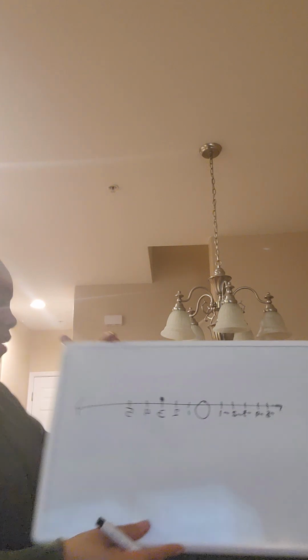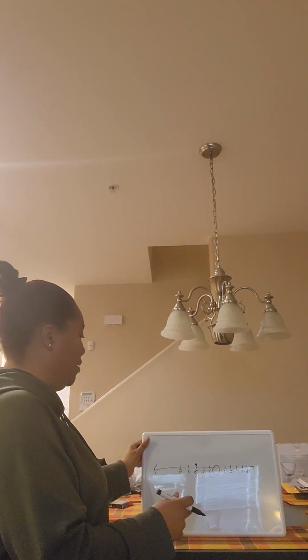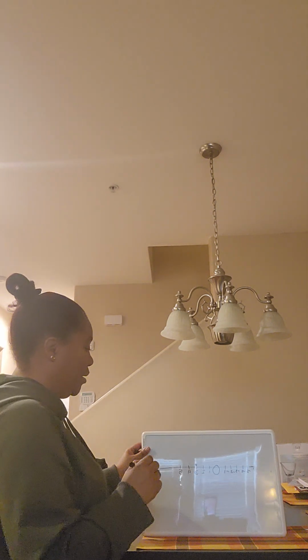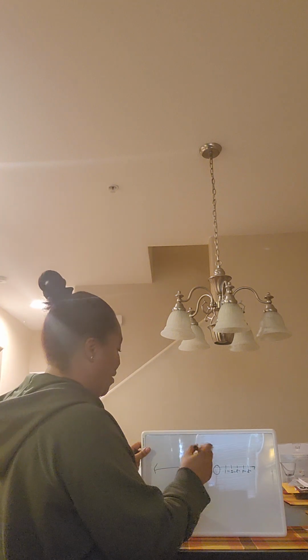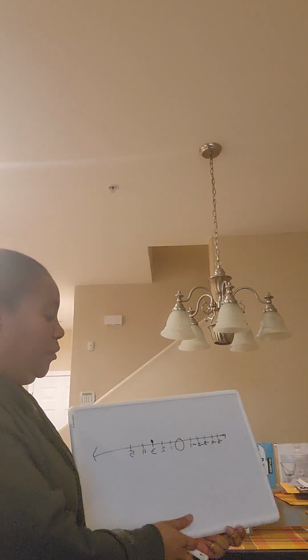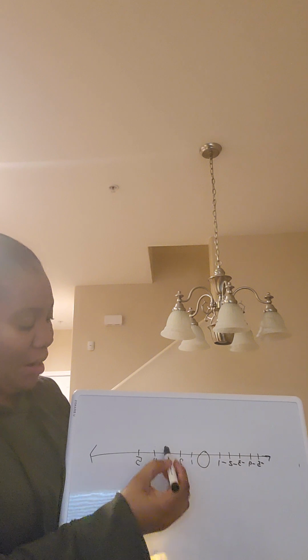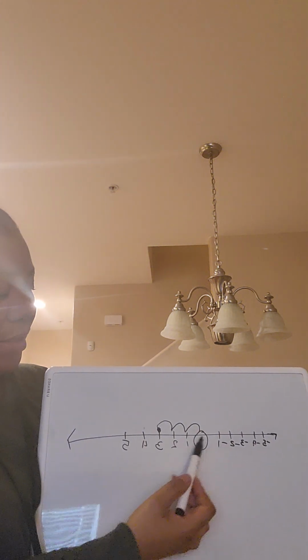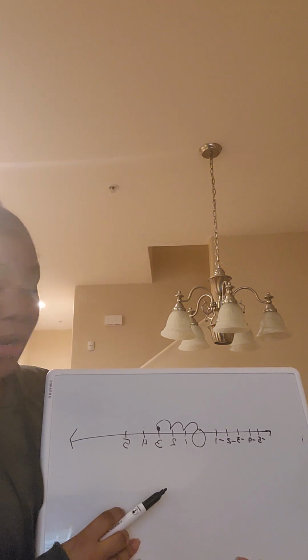Now I need to find the opposite of 3. This is how I find my value. I look here at 0, and then I jump from 0. I'm going to jump 3 spaces: 1, 2, 3, back to 0. Notice that your 3 here is 3 spaces from 0. Now I want to find the opposite.